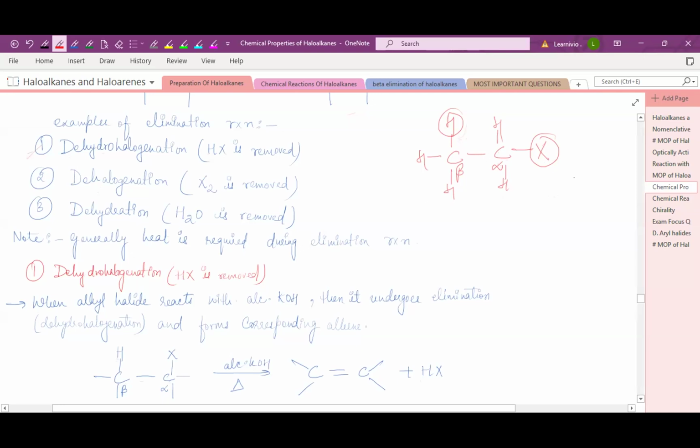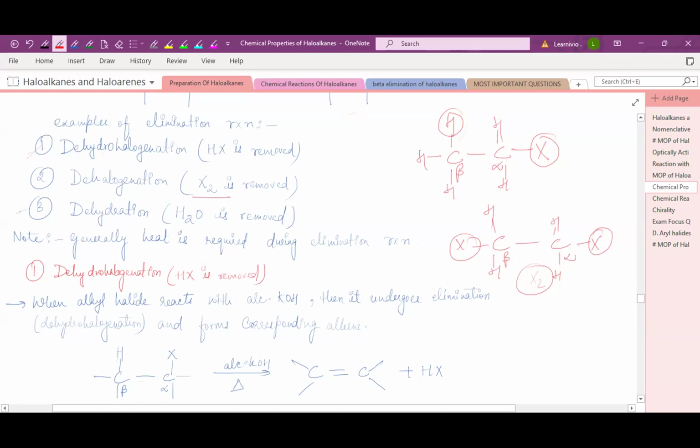Yes, ma'am. The second is dehalogenation. You have to remove the halogen group, so you remove X2. Suppose we have CH2X, and again there is one X. You have to remove one X from the alpha carbon and one X from the beta carbon. So in dehalogenation, overall X2 is removed. Two halogen atoms are removed.